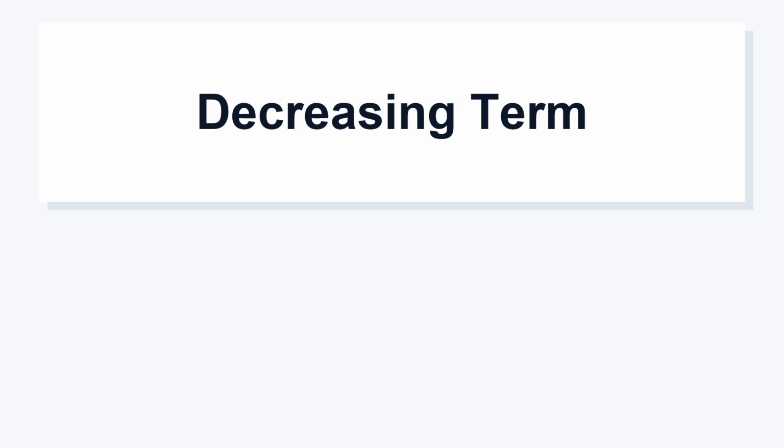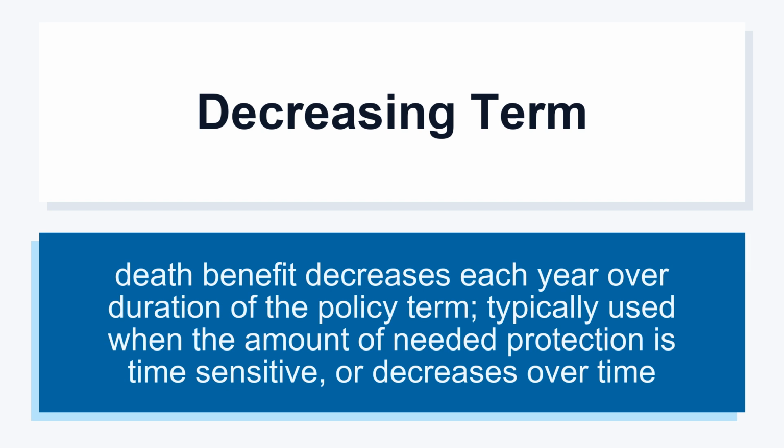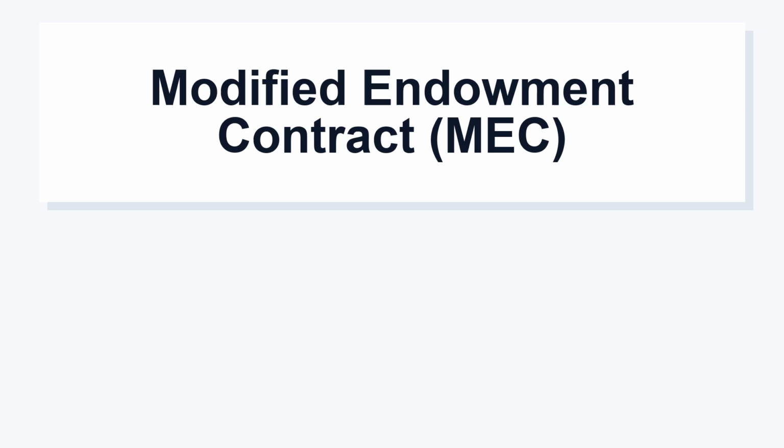Decreasing term. Death benefit decreases each year over the duration of the policy term, typically used when the amount of needed protection is time sensitive, or decreases over time. Modified endowment contract, MEC.